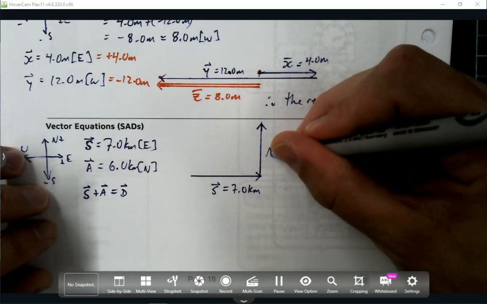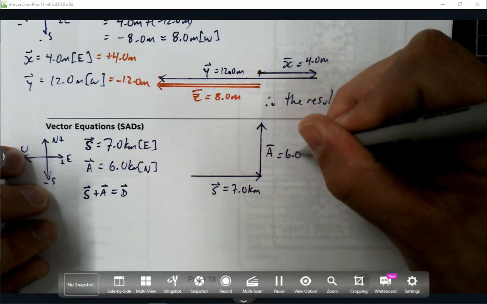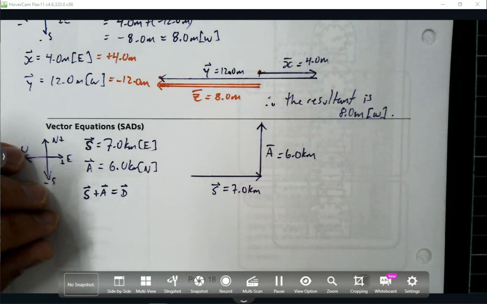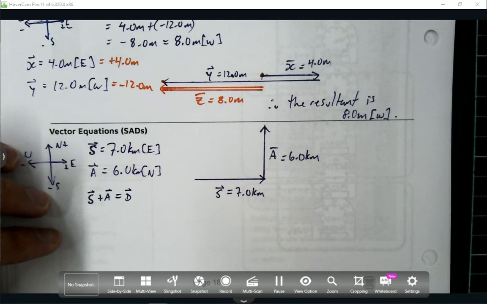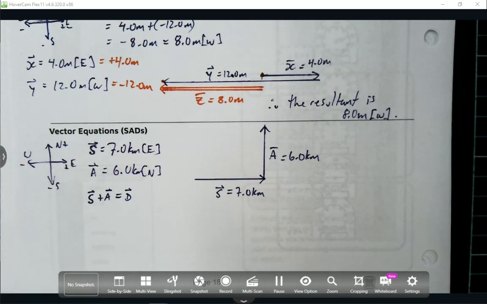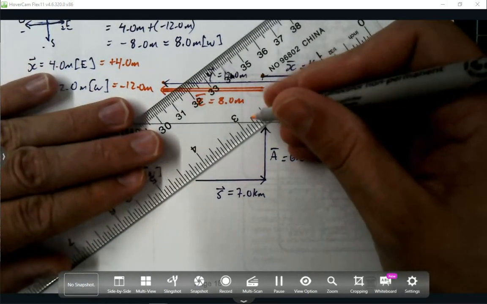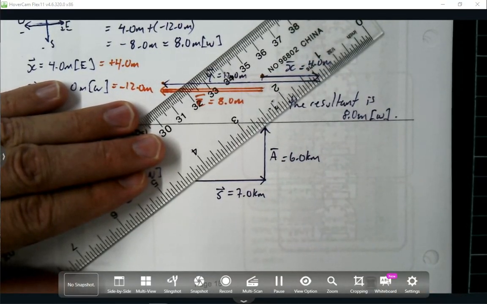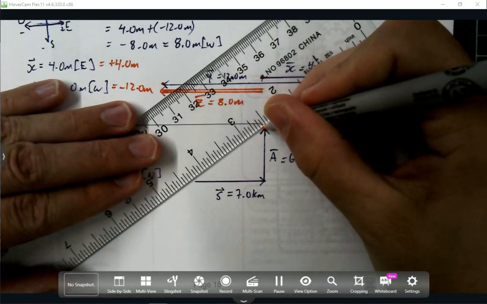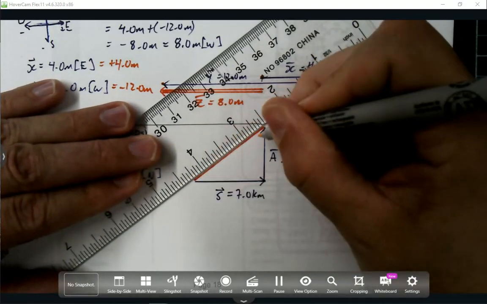So I could say A is equal to 6.0 kilometers, and that one's to the north. And so the answer really obviously becomes not 13. Agreed? It is not 13. In fact, I'm going to have to... I heard it. What is it? Pythagorean theorem.